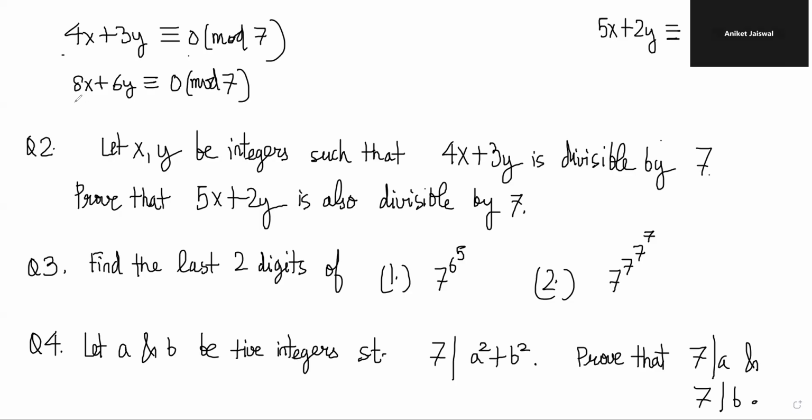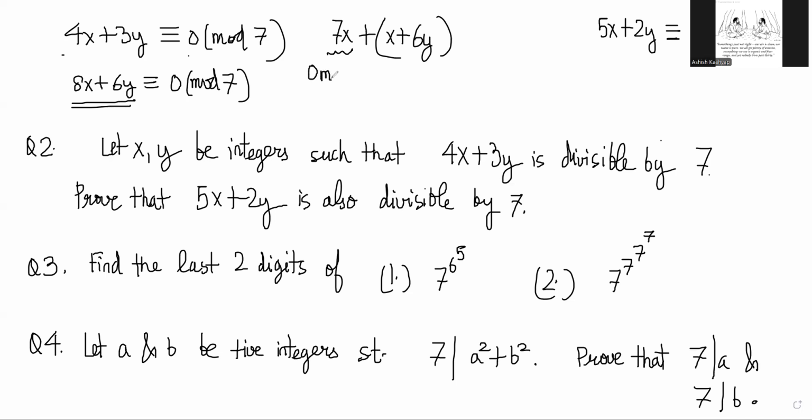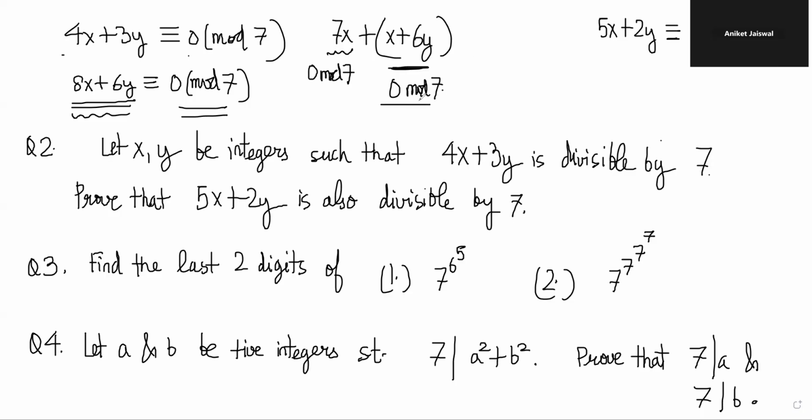And clearly, this can be written as 7x plus x plus 6y. And 7x is 0 mod 7, right? Therefore, x plus 6y is also 0 mod 7. Because 8x plus 6y is 0 mod 7, we are getting basically x is congruent to minus 6y mod 7.